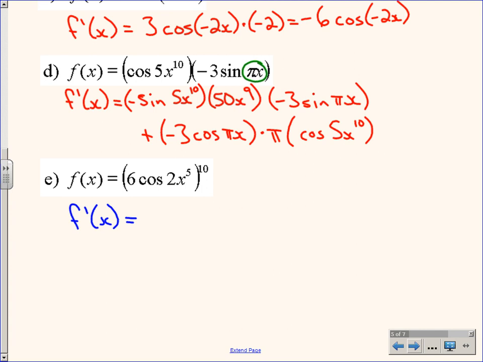Derivative of the outside says bring the 10 in front. Leave everything inside the same. Decrease the exponent by 1. That's the derivative of the outermost function, right? The 10 came down, everything inside the bracket stayed the same, the outside exponent decreased by 1. Now I'm into here, so now I'm looking at this function. So to take the derivative of that, it would be 6.